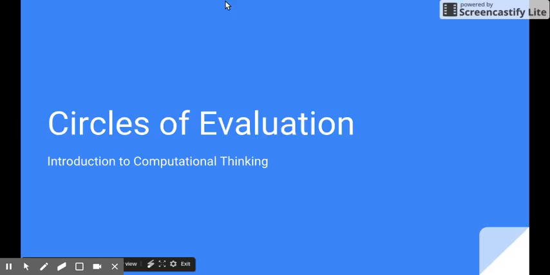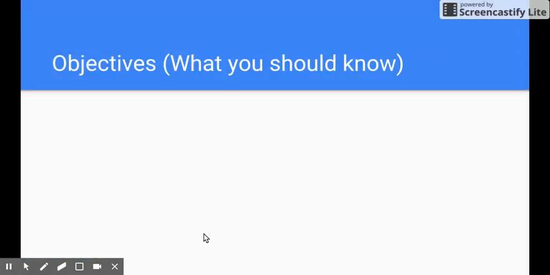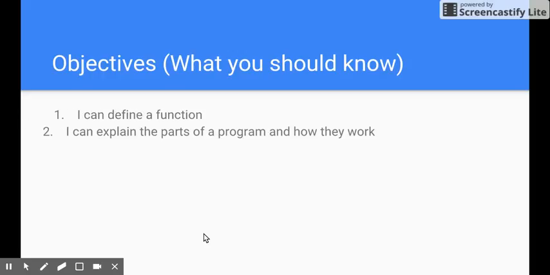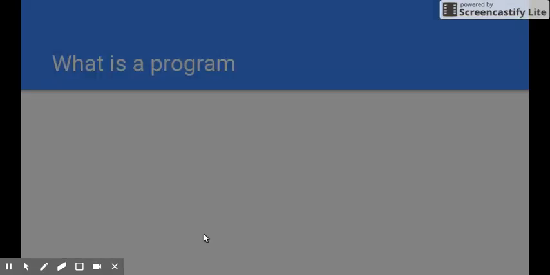Okay, guys, and ladies, we're talking about circles of evaluation. These are the things that we're going to be working on as our first step. By the end of this lesson, you should be able to: one, define a function; two, imagine the parts of a program and how they work; and three, use circles of evaluation to solve mathematical problems. These are the three things you should be able to do.